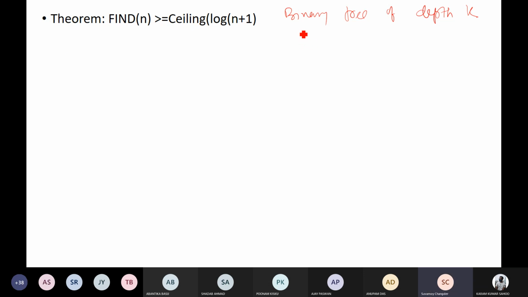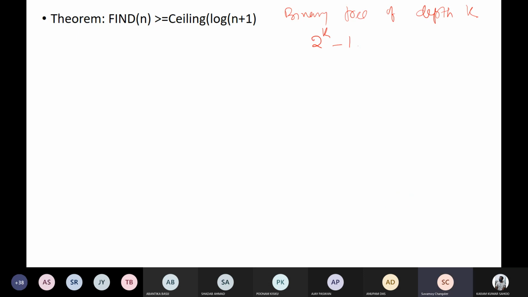I think you have studied this. The total number of elements in a binary tree of depth k is 2 to the power k minus 1. Okay, I think you have studied, or if not, then later you should tell me. So in the next class, I will show the proof of this. But I think it should be taught in the data structure class.